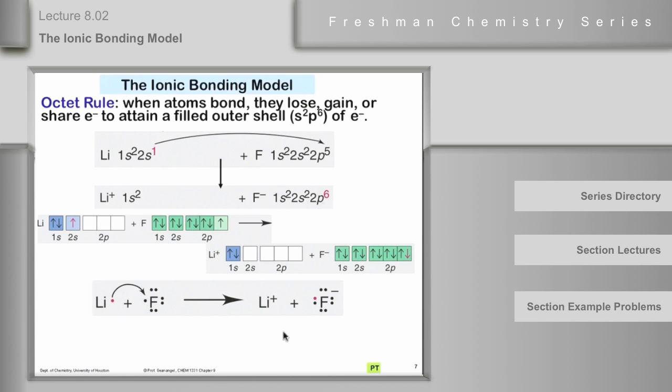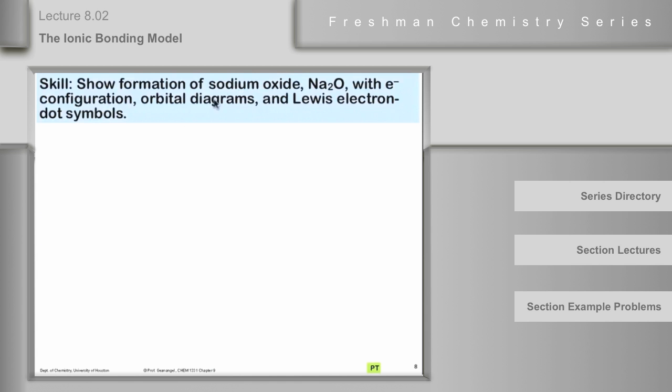Okay. An example. Show the formation of sodium oxide, Na2O, with electron configuration, orbital diagrams, and Lewis dot symbols. All right, Na2O. So we take 1 oxygen atom and 2 sodium atoms, and we look at their electron configuration according to these steps here, or approaches, if you will, and we try to make octets.